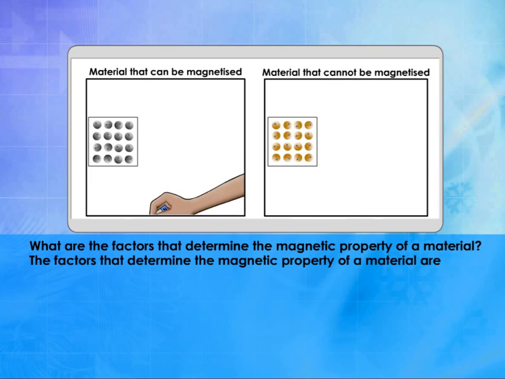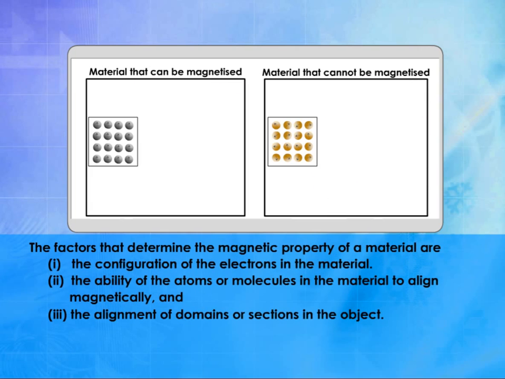The factors that determine the magnetic property of a material are: 1. The configuration of the electrons in the material. 2. The ability of the atoms or molecules in the material to align magnetically. And 3. The alignment of domains or sections in the object.